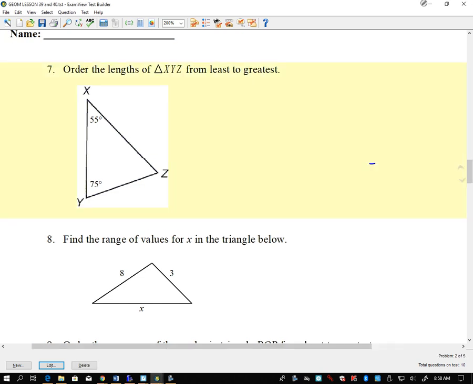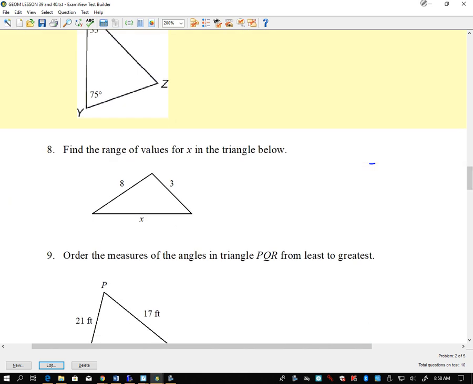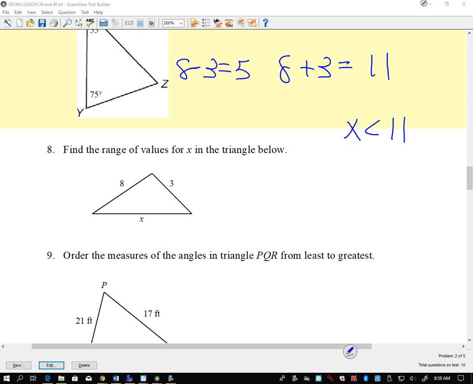Okay, last question. Find the range of values available for x. So, this would be 8 plus 3, right, equals 11. Okay, so x has to be less than 11. 8 plus 3, okay? And then 8 minus 3 equals what? All right, so x has to be greater than 5, but it has to be less than 11.